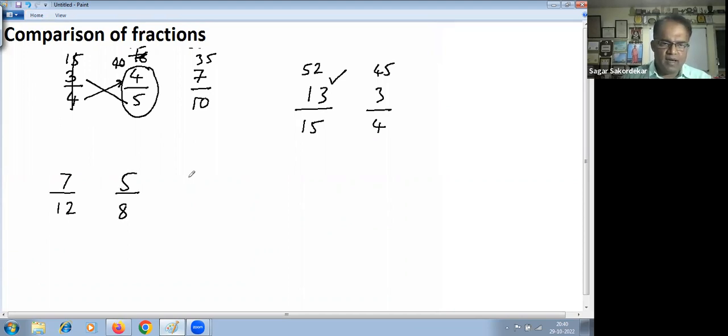5 divided by 8 and 4 divided by 9. Take your time. Yeah, Isra good, correct. Parth correct. China correct. Satvik correct. Good. So this is 7 into 8 is 56. And this is 12 into 5 is 60. So this is out. So you have to compare these two.